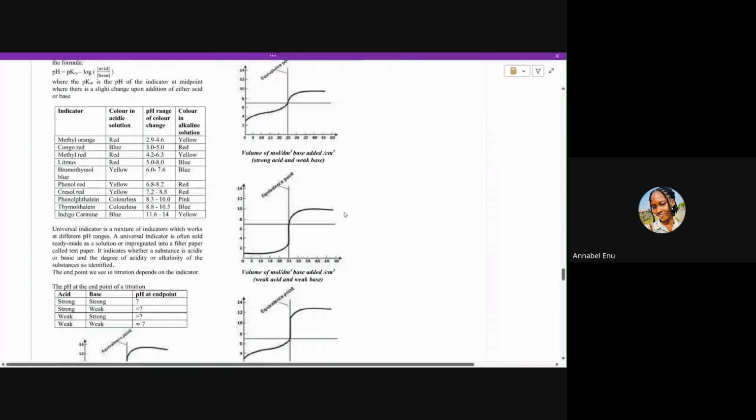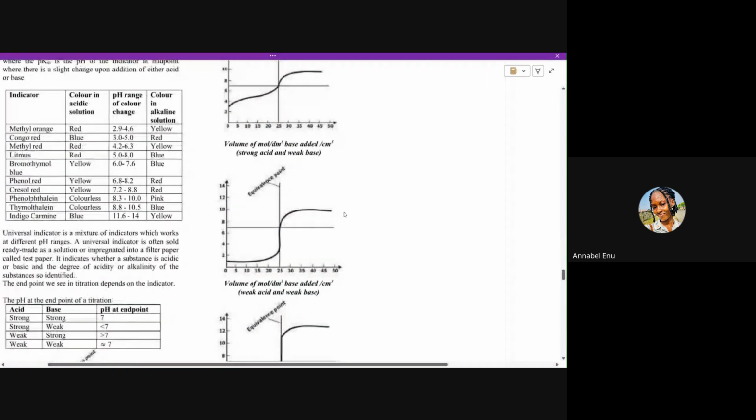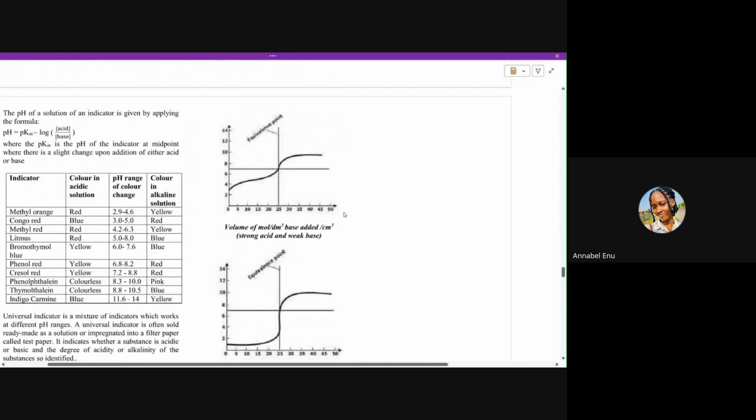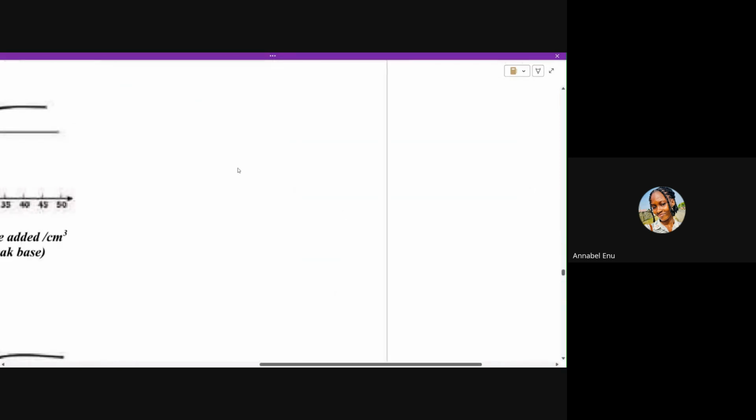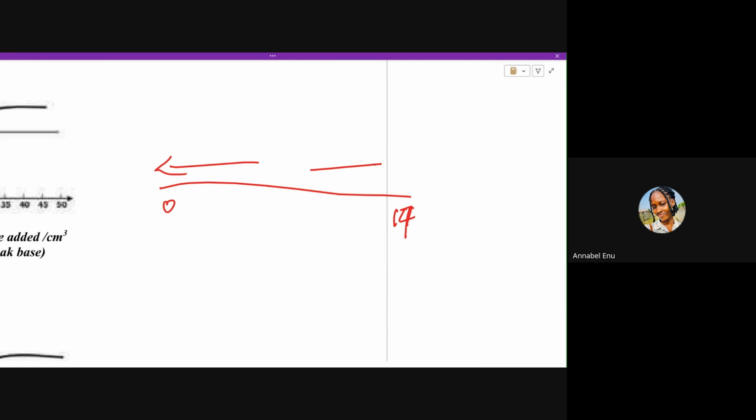Now let's talk about pH. pH means potential of hydrogen. It tells us how acidic or how basic something is. So a pH scale, I believe you all already know this, goes from 0 to 7 to 14. The more acidic something is, the more it's going towards 0. The more basic something is, the more it's going towards 14. And 7 is neutral. So we have things like water.